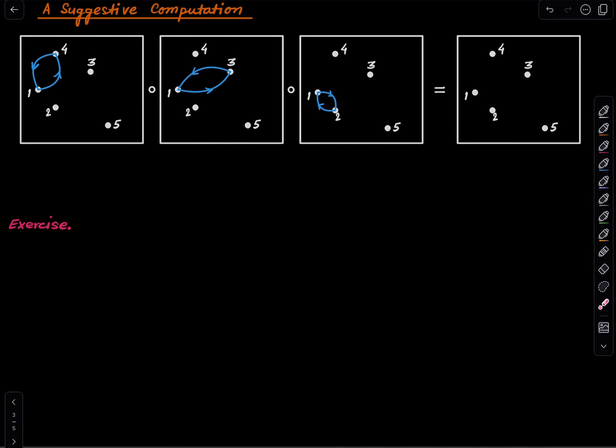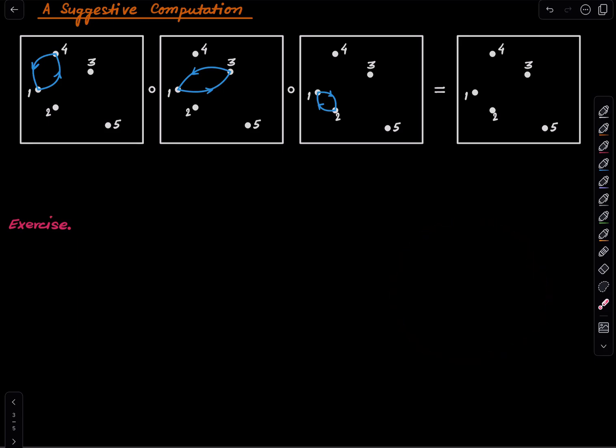So let's compute the composition of 3 transpositions. All of them have this one in common, in the sense that all of the 3 transpositions move 1 to something. The first one switches 1 and 2, the second one switches 1 and 3, and the third one switches 1 and 4. What is the outcome? Of course, you should pause the video and find this out yourself, but I will do it in full detail, and then I will leave you with an exercise.